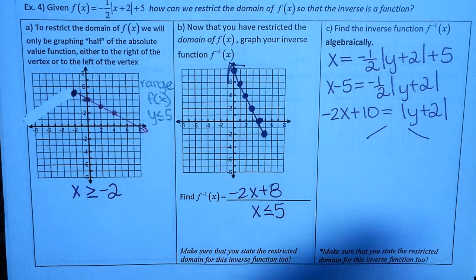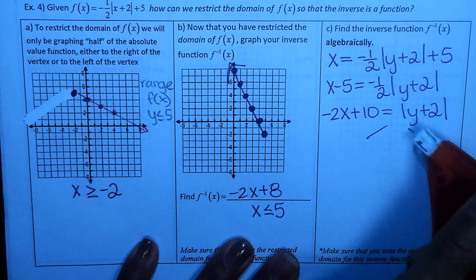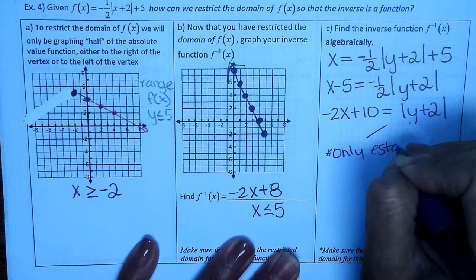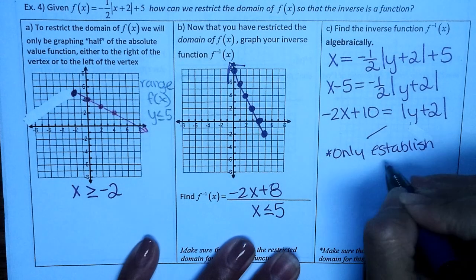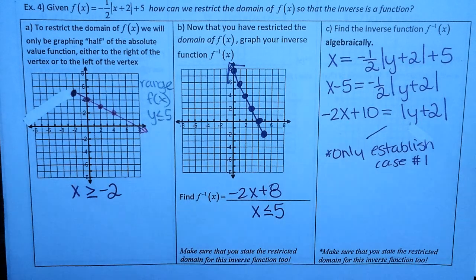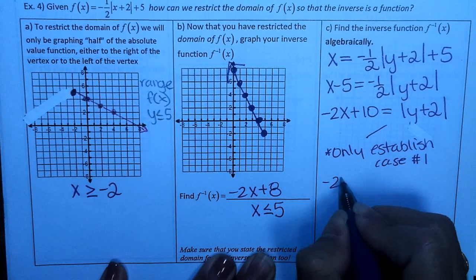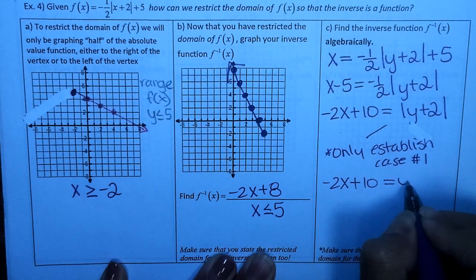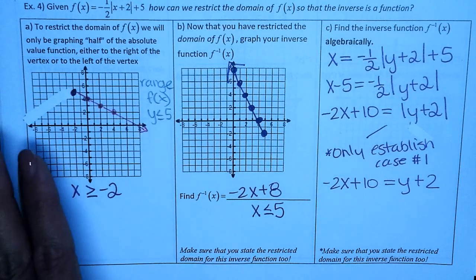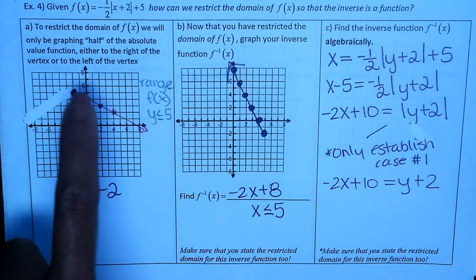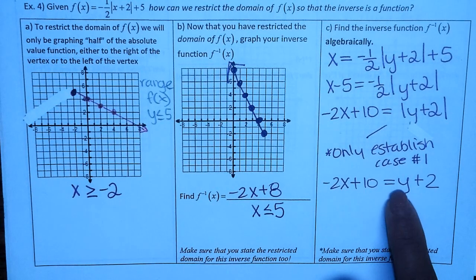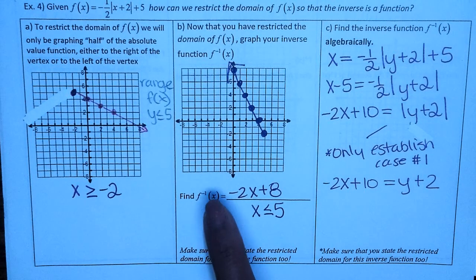So here, you only establish the first case. So let me make that note. Only establish case 1. And case 1 is what I like to call the positive case. So only establish negative 2x plus 10 equals y plus 2. And the reason why is because remember that we only graphed to the right of the vertex. So if you choose to graph to the right of the vertex, you're only choosing to do the first case. And this is going to give you the answer to the inverse function.